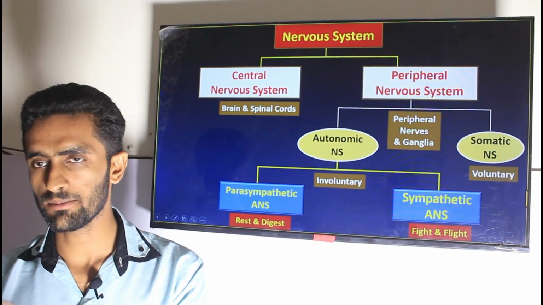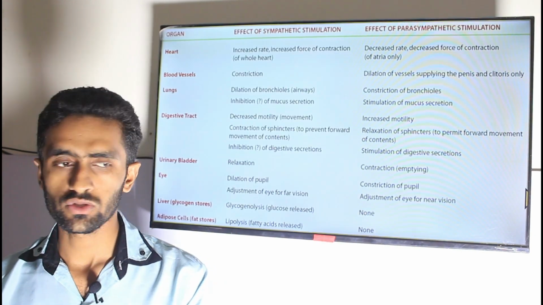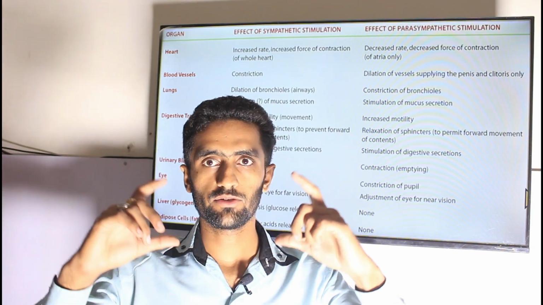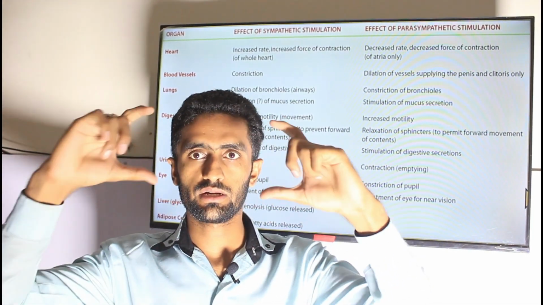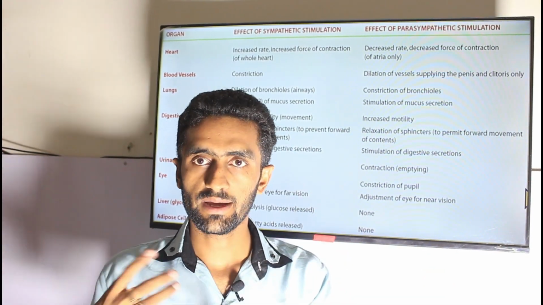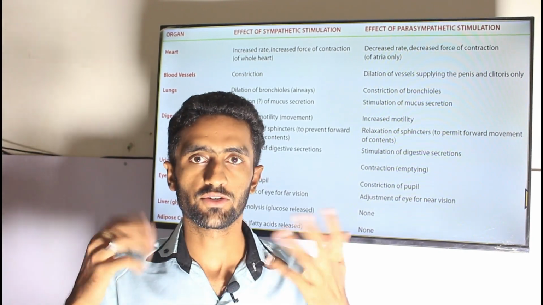The responses in the sympathetic and the parasympathetic are easier to imagine than to memorize. So just imagine you are running away from a dog. What will happen to your eyes? Your eyes become dilated; you are accommodating for far vision. Let's come to the heart. What will happen to the heart? Heart activity goes up. Your respiration rate goes up.